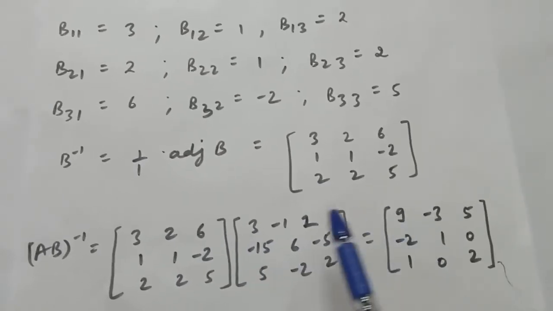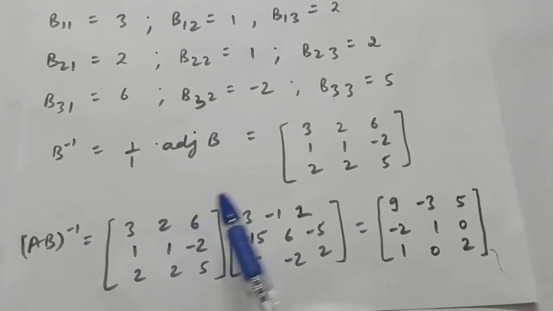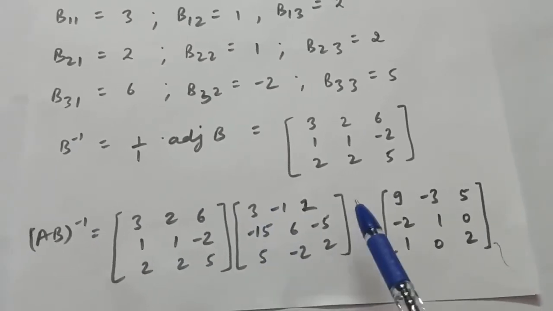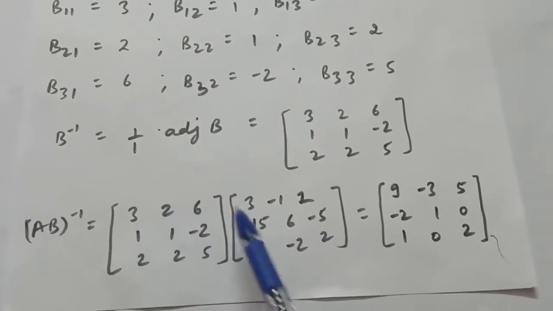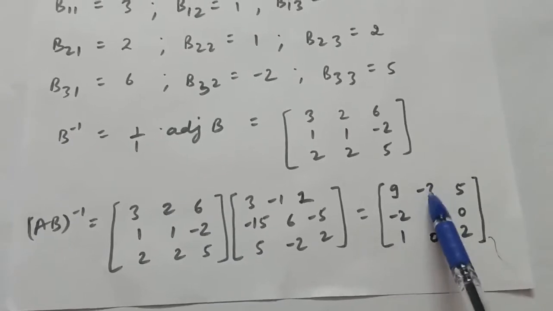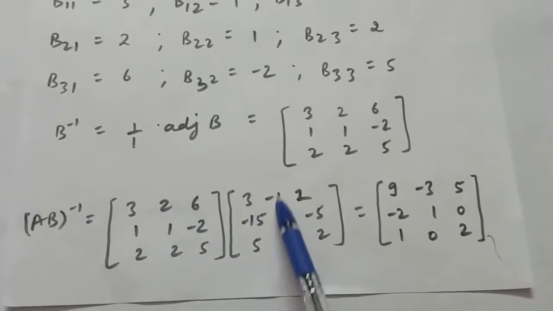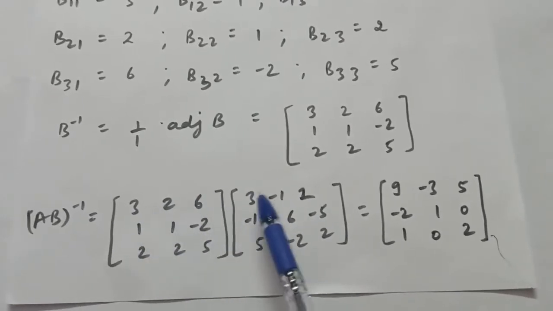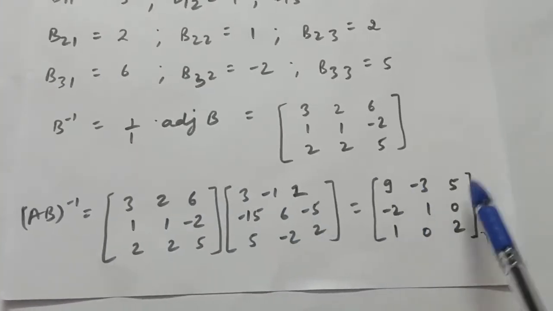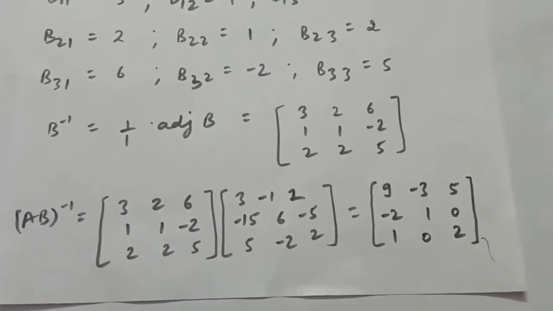So to get the first element, multiply the elements of the first row with the elements of the first column of the second matrix. So you will get 9 minus 30 plus 30. So it is 9. For this element, multiply the elements of this first row with the elements of the second column of the second matrix. So you will get minus 3 plus 12 minus 12, that is minus 3, and similarly you will get the other elements also, right? So this is AB whole inverse.